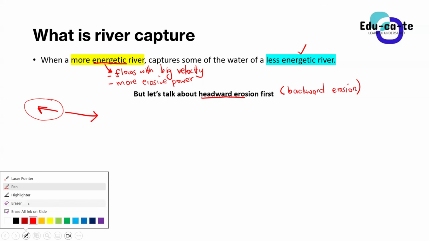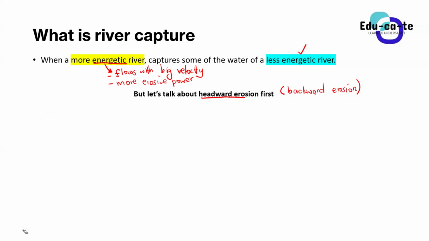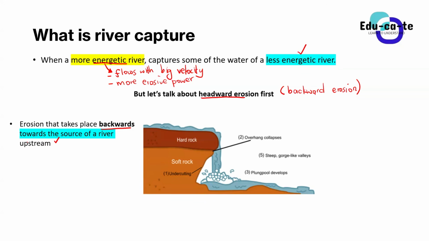Okay, so we are going to look at an image that illustrates how this headward erosion process happens first, before we get to know what a river capture is. When you say that erosion takes place backwards towards the source of a river, upstream, this is known as headward erosion. It takes place backwards, so it means that the river, as I've told you guys, is reversing, or is eroding towards its source, upstream. Let's try to see how that happens so that we have an idea of how this headward erosion process happens.